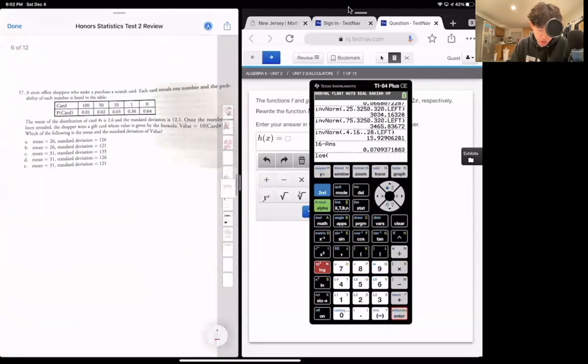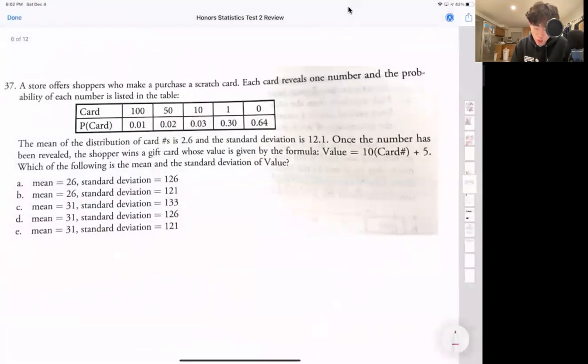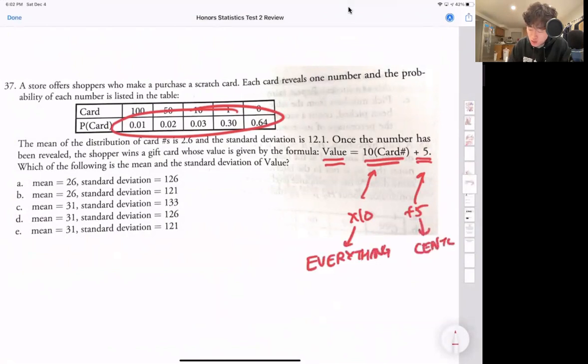So we are going to go to the next question, which is this. A store offers shoppers, I don't need a calculator for this, so I'm just going to zoom in. We have the value 10 times the card number plus 5. When we're doing this question, it seems to me that there is a multiply by 10 and the plus 5, and we're applying these changes to all of these values on the table. When we're multiplying, everything changes. We already established this back in 2.2. With the addition, only the center changes.